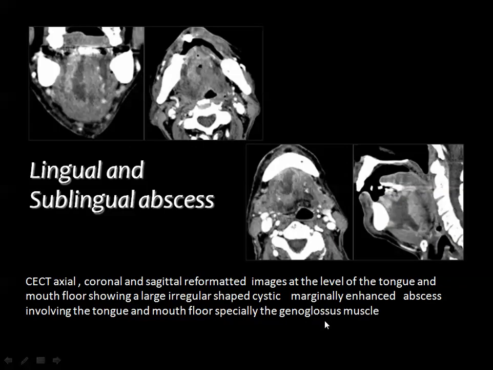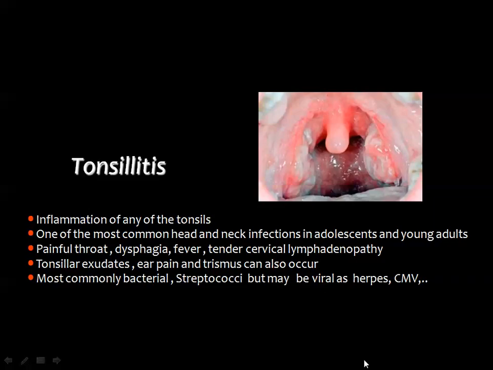And this is a lingual and sublingual abscess, where you can see a very big abscess in the mouth floor, involving predominantly the tongue as well as the genioglossus muscle. There is obliteration of the normal fat planes. You can see air loculi within the lesion.